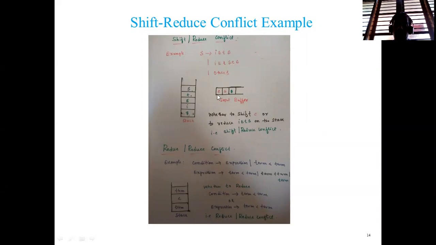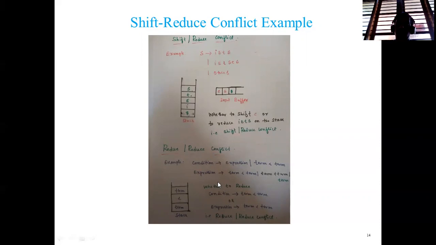Now the confusion occurs whether to shift e onto the stack or to reduce the if-then statement to S. Since the if-then statement is also there on the right-hand side, this conflict is called a shift-reduce conflict, whether to shift e onto the stack or to reduce the if-then statement. This is called a shift-reduce conflict.